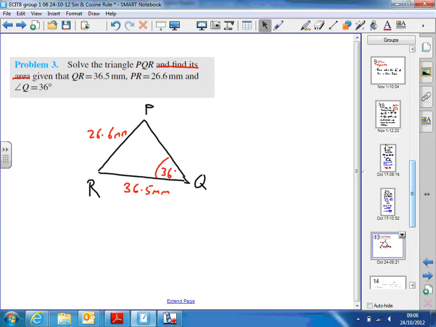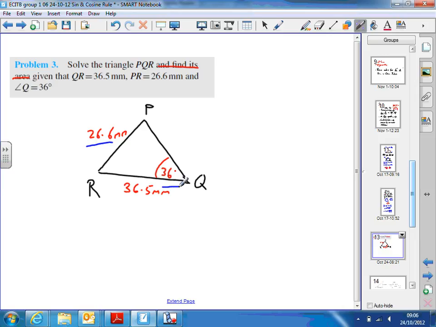We can't use Pythagoras because we don't know that any of these are right angles. You're going to use either the sine rule or the cosine rule. Can you remember what the thing is? Exactly right. We use the sine rule because we've got one of the ratios. We know that side and we know the angle opposite it, so we can use the sine rule.